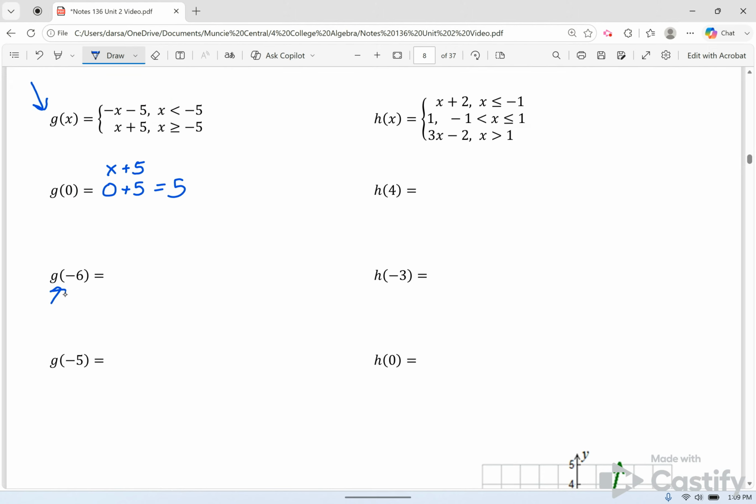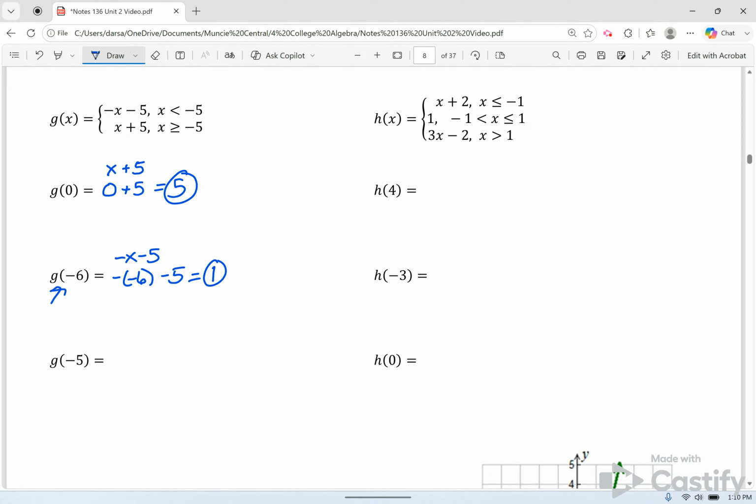Whereas g of negative 6, negative 6 is less than negative 5. Think about your negative numbers, right? Negative 6 is smaller than negative 5. So we're going to plug into the first equation here, negative x minus 5. So what is negative 6 minus 5? Well, negative times the negative is positive, so this is going to give us an answer of 1.